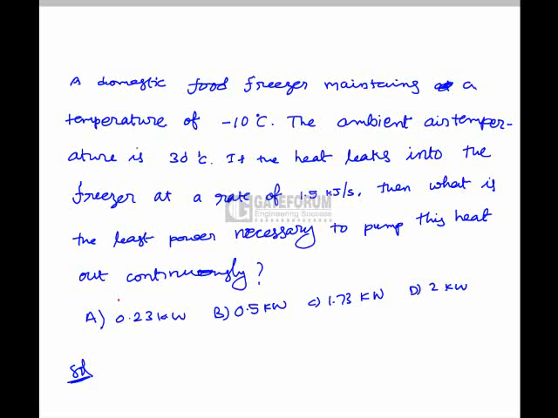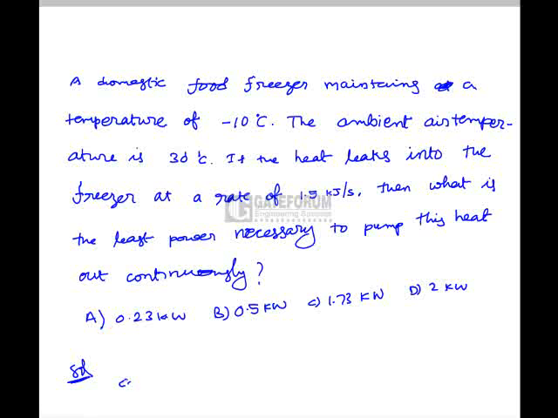A domestic food freezer maintains a temperature of minus 10 degrees centigrade. The ambient air temperature is 30 degrees centigrade. If the heat leaks into the freezer at a rate of 1.5 kilojoule per second, then what is the least power necessary to pump this heat out continuously? So here we will have to find the least power required to run the refrigerator. So least power comes from the ideal cycle.